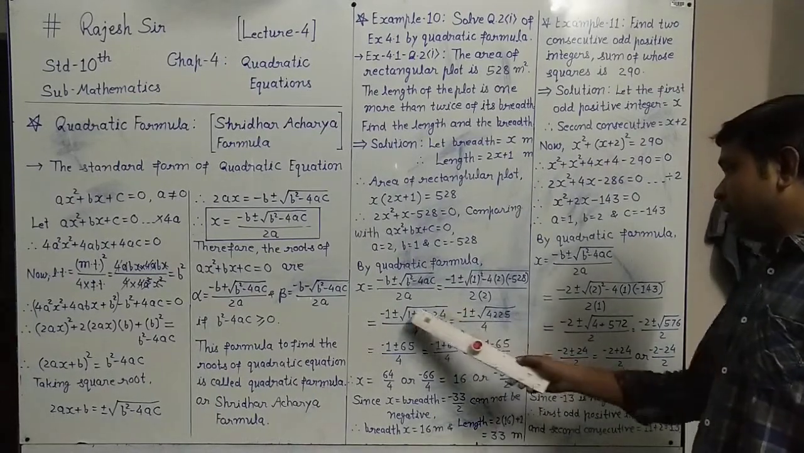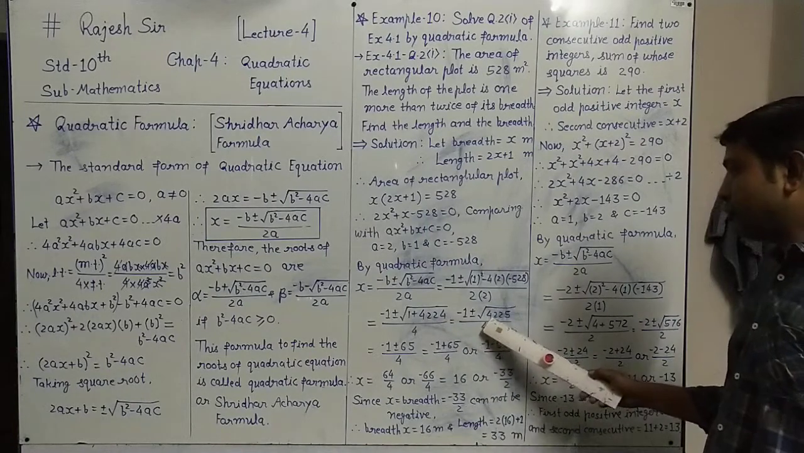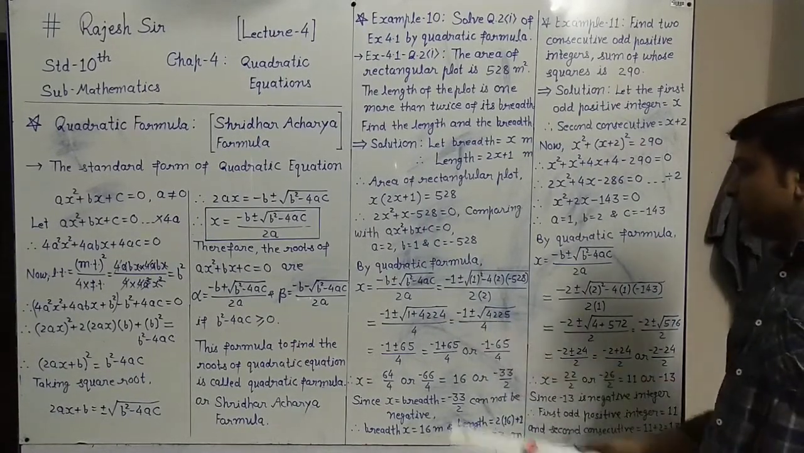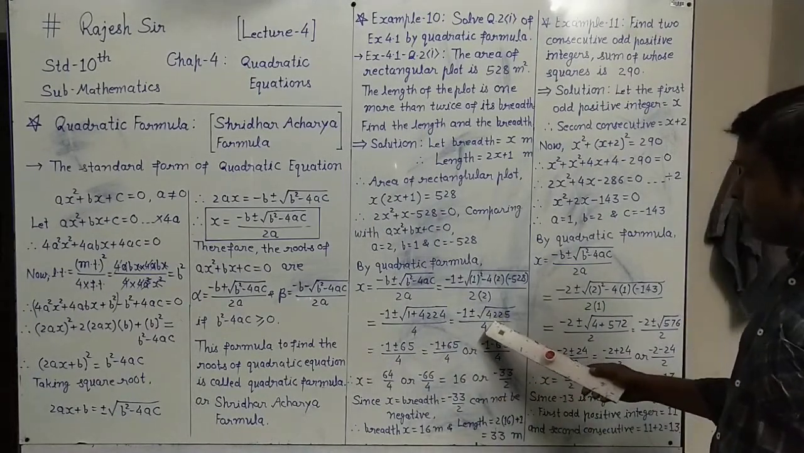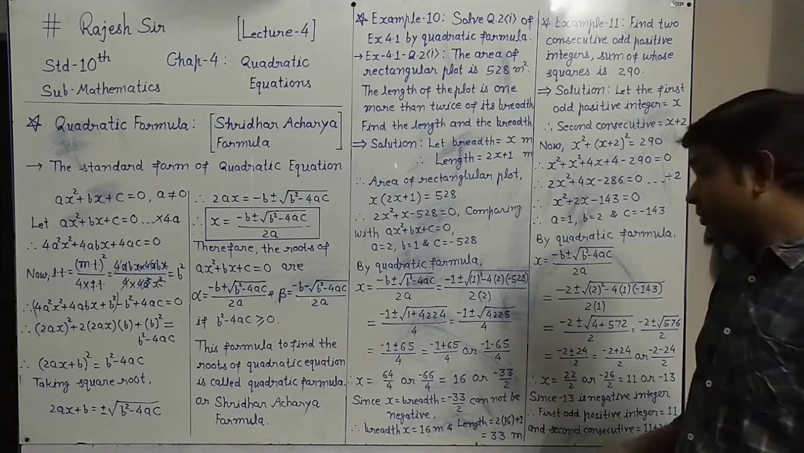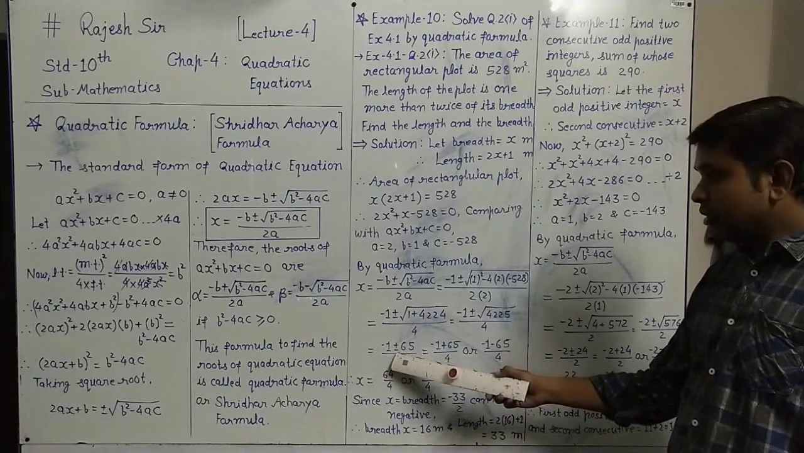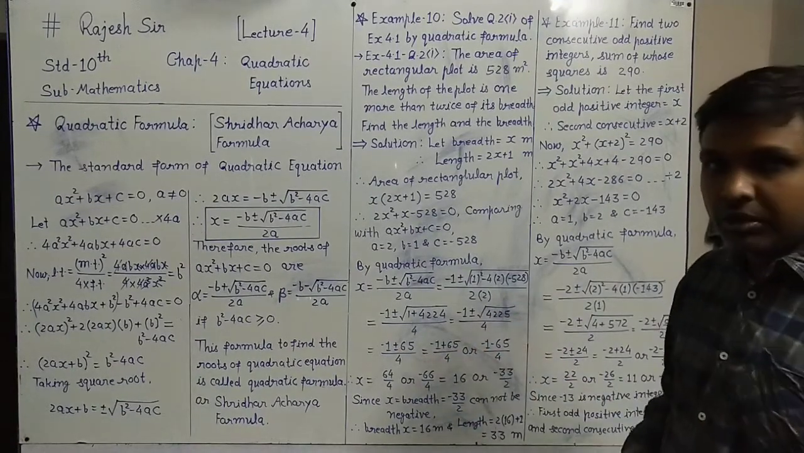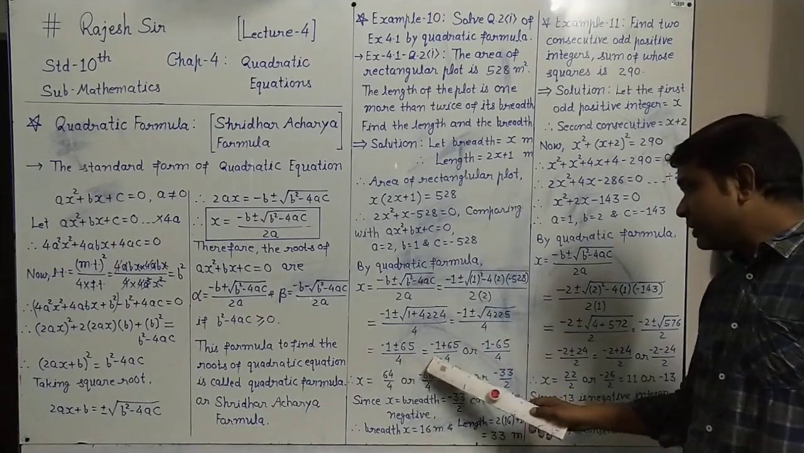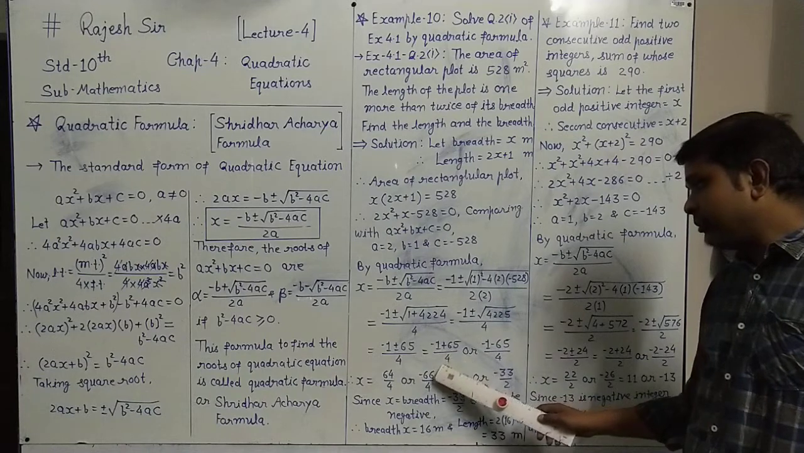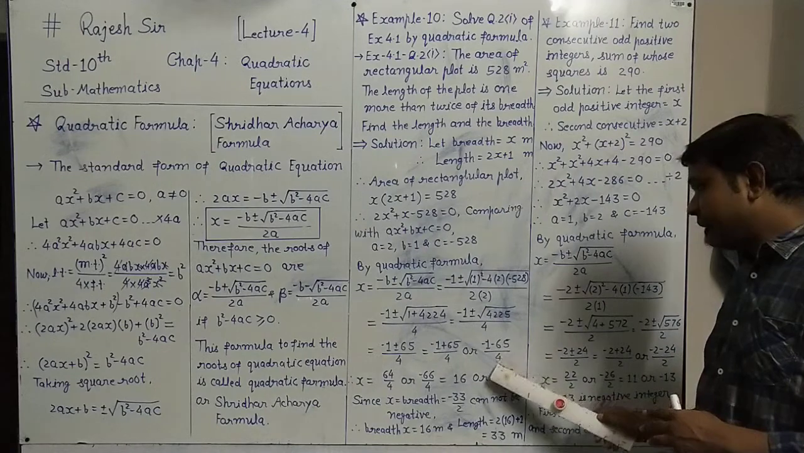So it equals minus 1 plus or minus the root of 4224 plus 1, which will give 4225, upon 4. So this is minus 1 plus or minus the root of 4225, which is 65, upon 4. Now, this has both plus or minus, so we have to separate both. One time we will take plus and the other time we will take minus. So it is minus 1 plus 65 upon 4, or minus 1 minus 65 upon 4.